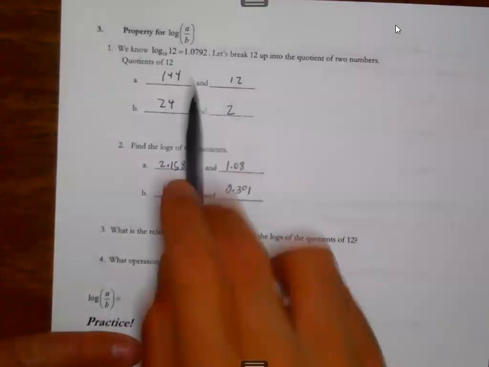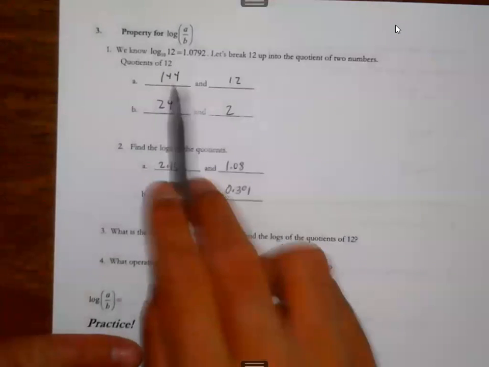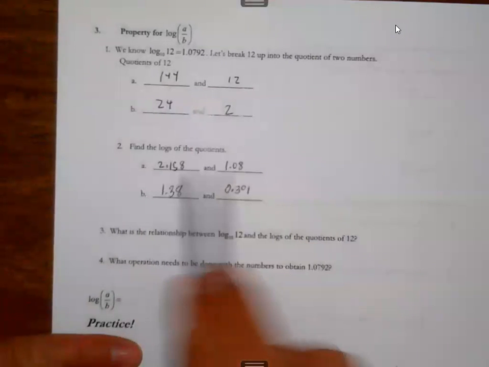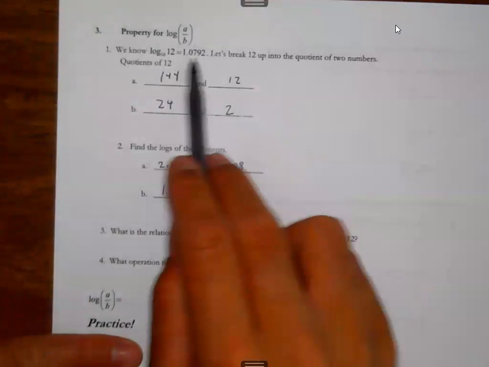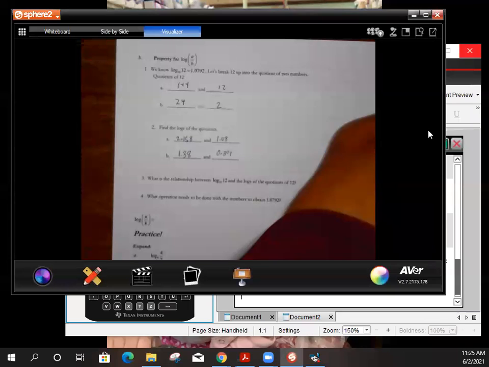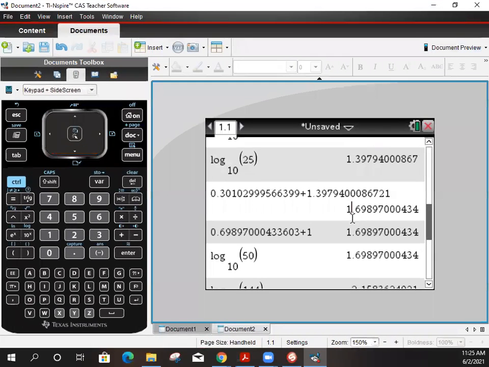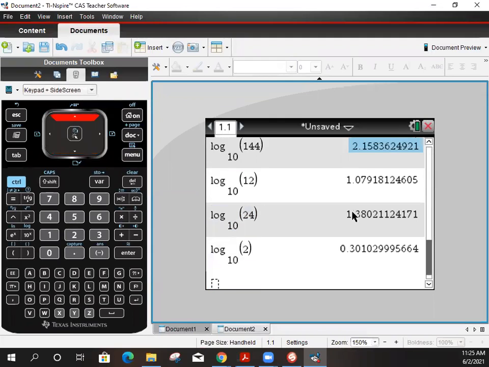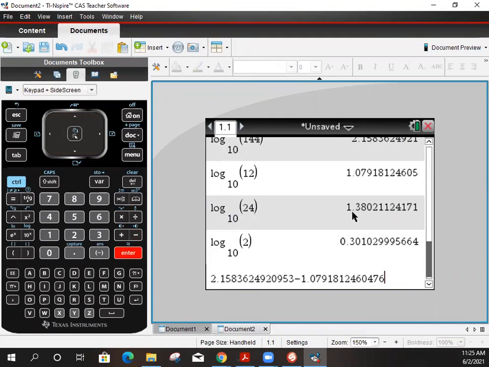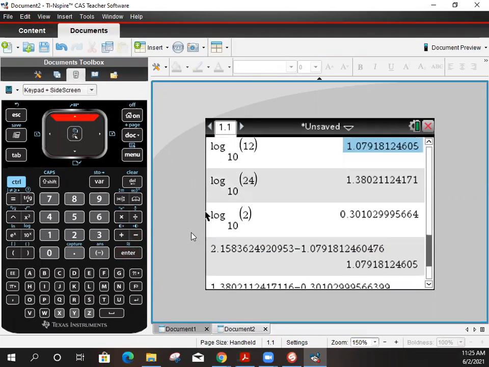So it's subtraction. So if you look, the log of 12 is also equal to the log of 144 minus the log of 12. If you subtract these two numbers, you'll get that 1.07 number. If you subtract these two numbers, you'll also get that number. Oh, what's that? You don't believe me? Let's see. You do that minus that. You get it? That minus that. All right, and then both of those are equal to the log base 12.